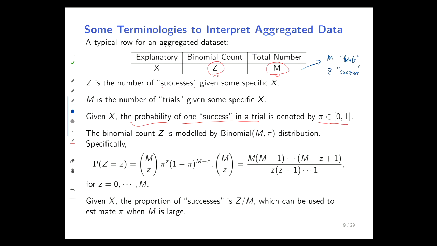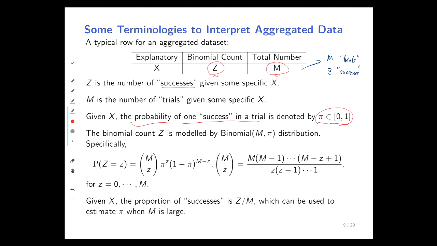And that's our observation of the data, but in the modeling, if you still remember the binary logistic regression model or the multi-category response regression model, we actually need to model the probability. So here we model the probability pi. Pi is the probability of one success in these trials.